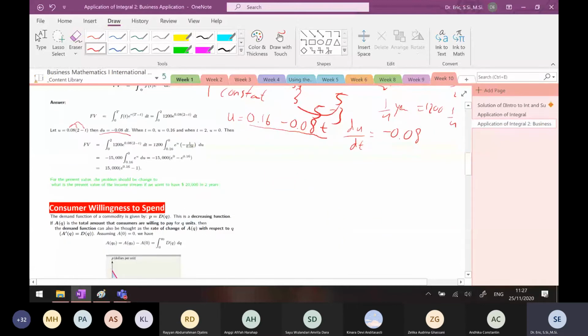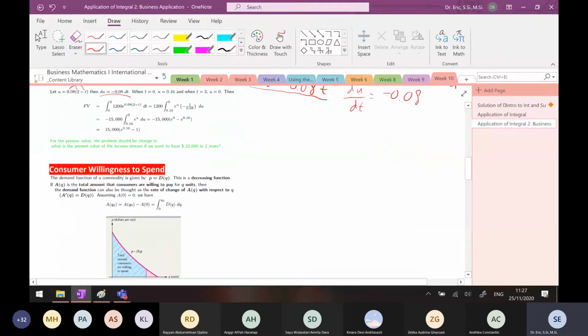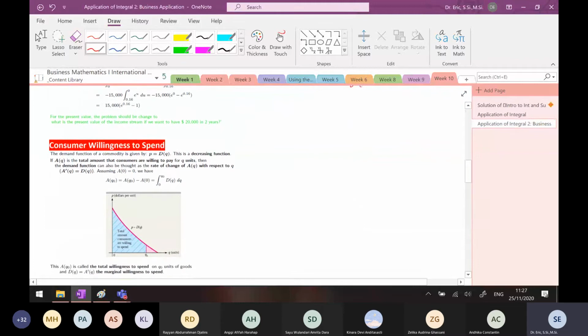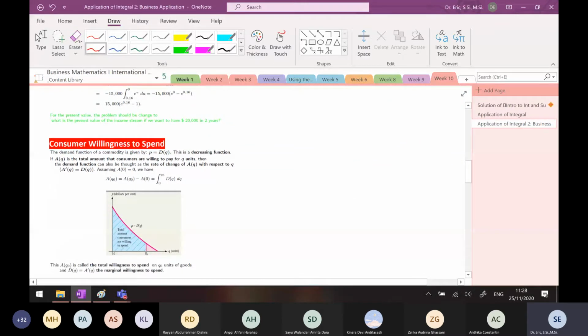This is the last example, the last application. That is not last, but it is all related. What we usually call consumer willingness to spend, consumer surplus, and producer surplus. So this one: the demand function of a commodity is given by P, the unit price, equals D(q), the demand, which is a function of q.